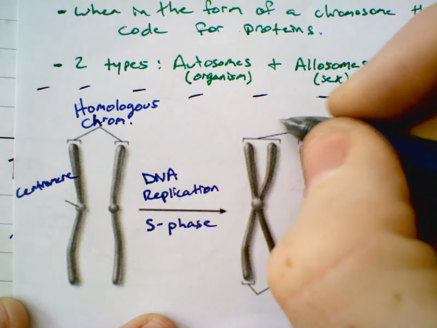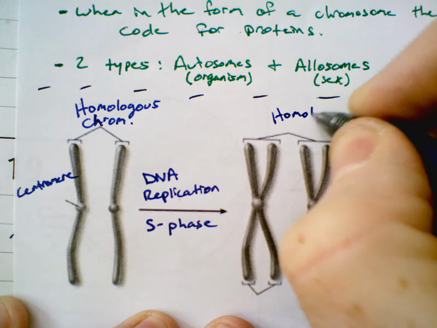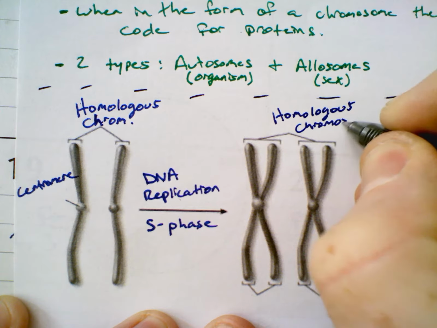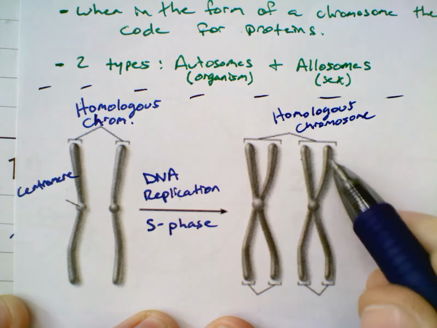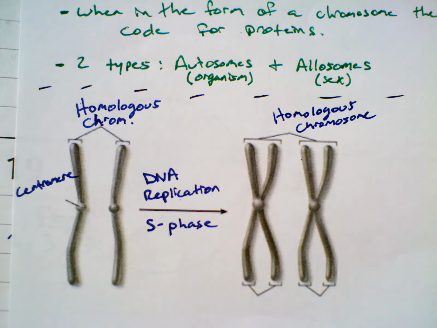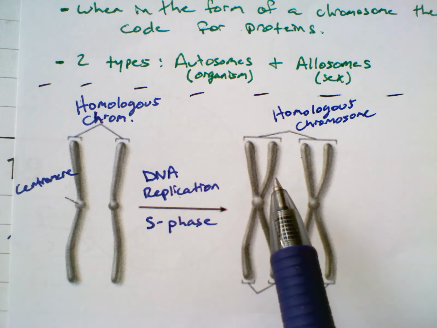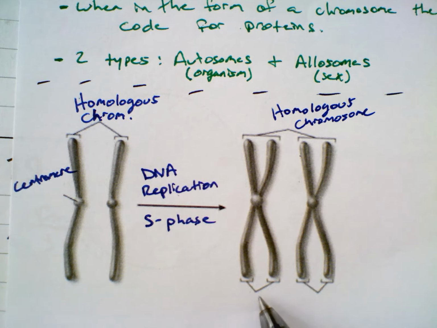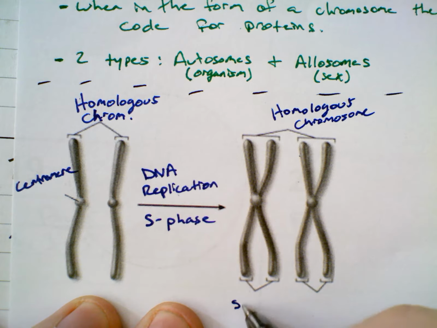So here we would still have homologous chromosomes. But you have 2 copies of each homologous chromosome. So you'd have like 2 copies of dad's chromosome 1 and 2 copies of mom's chromosome 1, right? And those 2 individual copies are called sister chromatids.